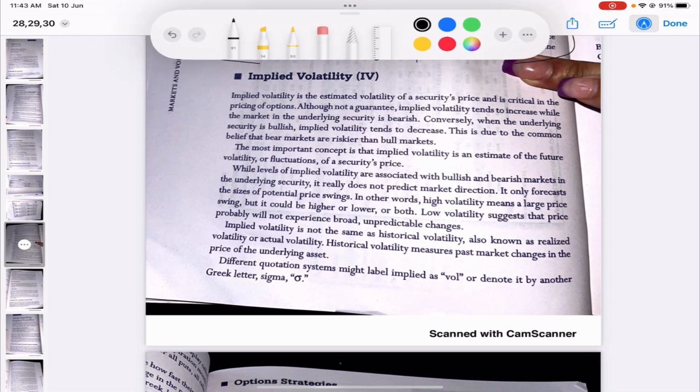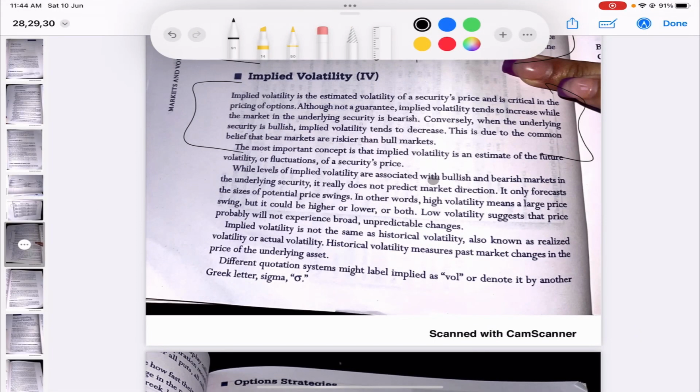This is due to the common belief that bear markets are riskier than bull markets. This was very self-explanatory, but I will again just explain it to you. So the moment a market is in a downtrend, the moment there is a bear market, people start panicking and people start exiting their positions. So the panic and all that, that is what is going to create your volatility in the market. So that is why IV is usually more in bear markets as compared to the bull markets.